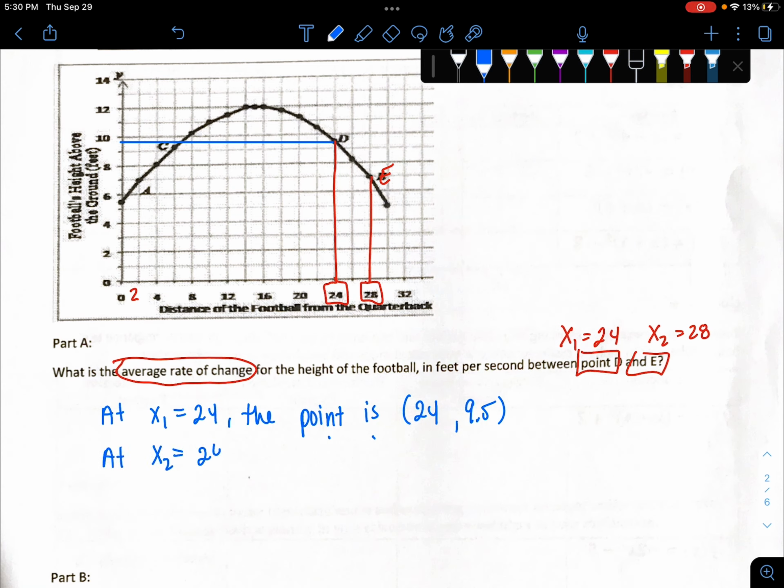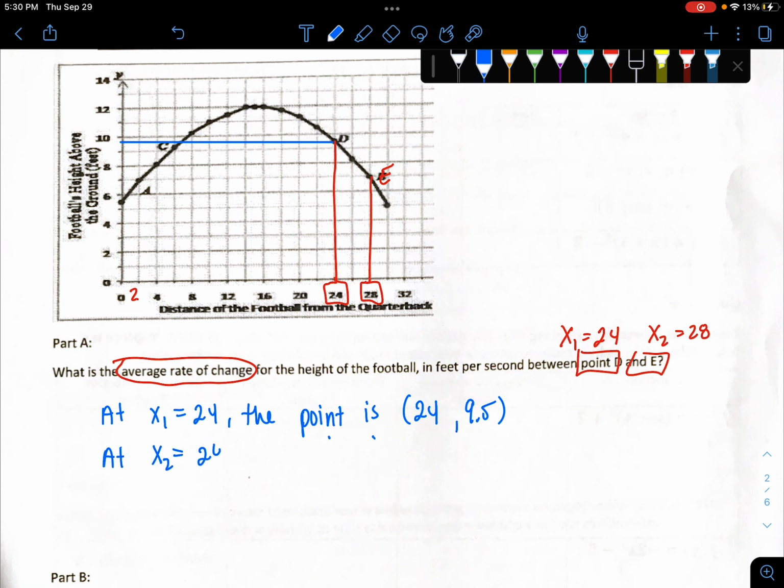Then we're going to use the average rate of change formula, y2 minus y1 over x2 minus x1, which is equal to 7 minus 9.5 over 28 minus 24, which is equal to negative 2.5 over 4. Okay, and when you find that in the calculator, you should get a decimal. So you guys should be able to do part B on your own.